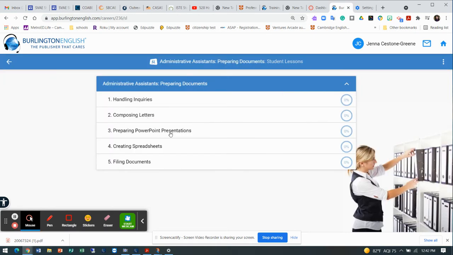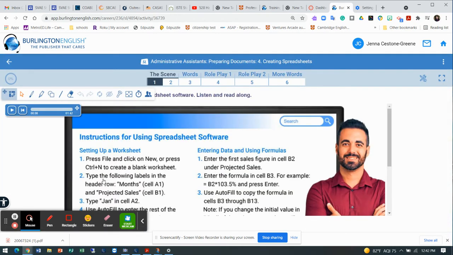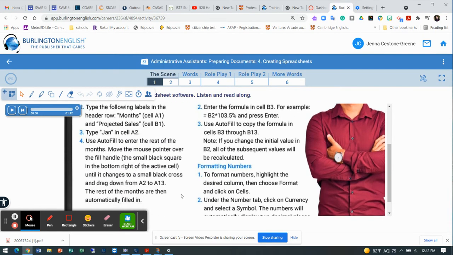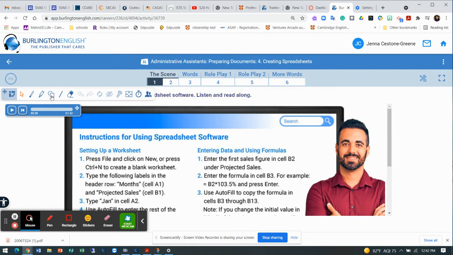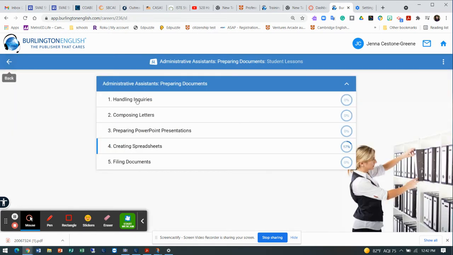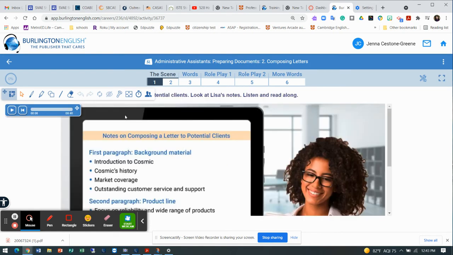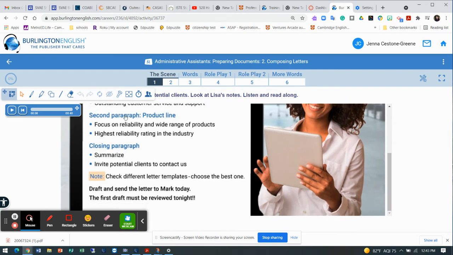Composing letters, preparing PowerPoint presentations or Google Slides, creating spreadsheets, filling out documents. So as a teacher, you might want to take a look at these ideas first, because they can even help you if you're just not used to using these kind of formulas in a spreadsheet and you're not sure. So it's a really good way to get some technical skills as well. Okay, why not, right? Composing letters. Everyone can use this lesson. You just change the topic, but it gives you a really good idea of how to craft a letter.